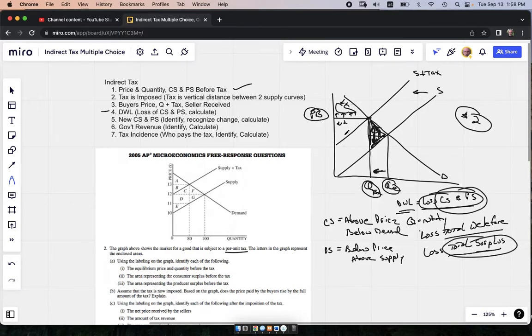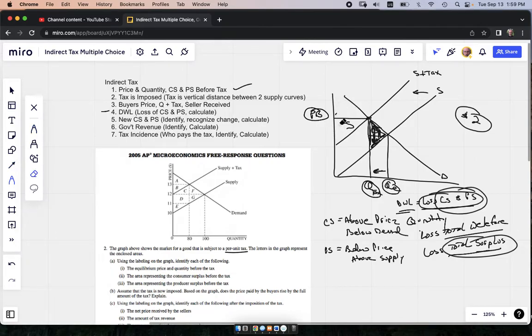Remember, supply is their costs, right? So everything above their costs that they can make is surplus, or we could say it's some kind of monetary gain. Nice. Consumer surplus, producer surplus after the tax. Again, we're going to get rid of these. Do we need to know them? Yeah, they're going to want you to know where those things are.